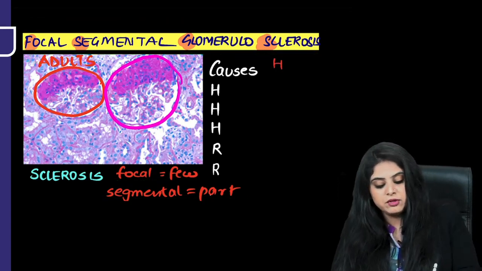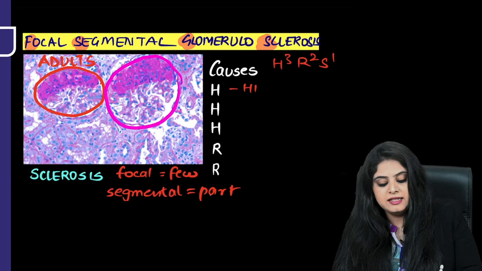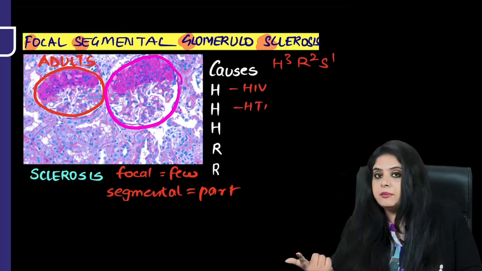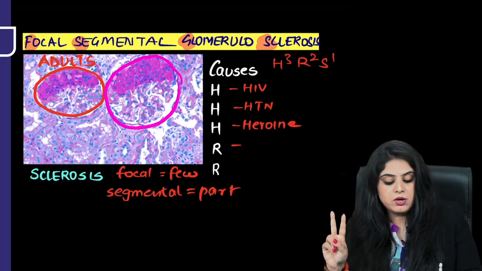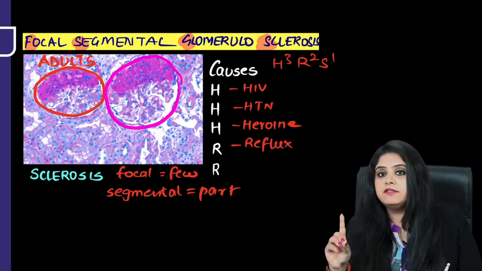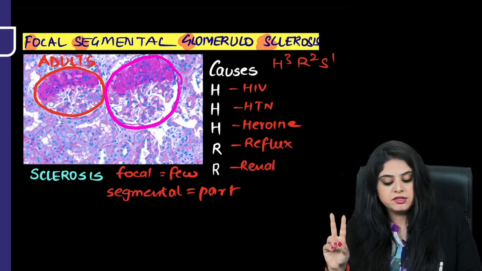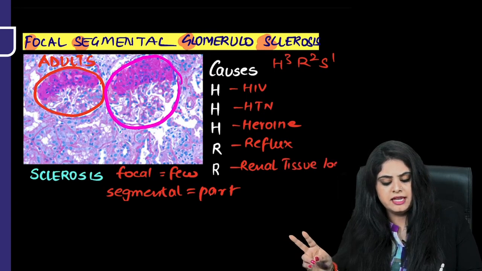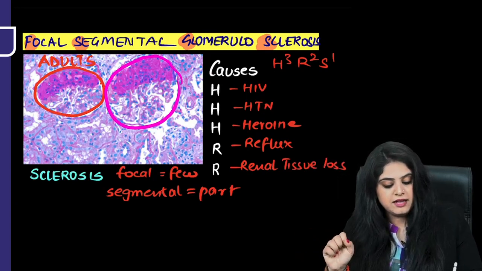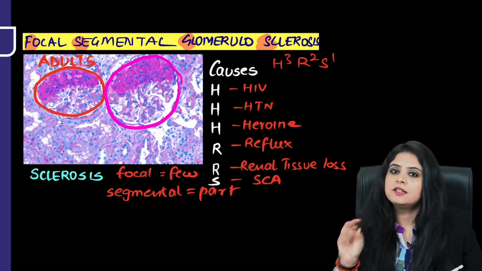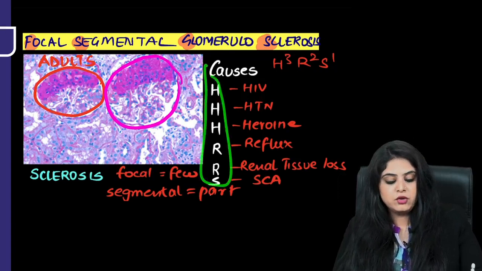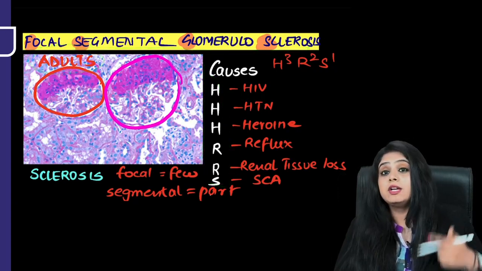Why does this happen? There is going to be HRs 321. What is HRs 321? So H, you will either have an HIV positive person or a hypertensive person or a person who's on heroin drug abuse. H ho gaya, 3H. What are the two R's? Either the person is having some kind of reflux in the kidney or the person has suffered from some renal tissue loss, some surgery or some cancer. And what is the S that you finally have? The S stands for the famous sickle cell anemia. So like I said, hypertension, HIV and heroin, reflux and renal tissue loss, and sickle cell anemia. That makes it HRs for FSGS. This occurs in adults.